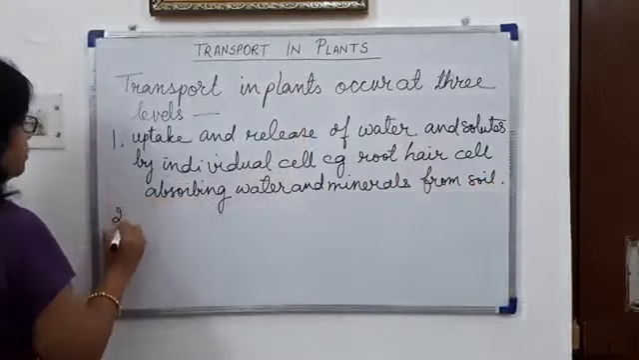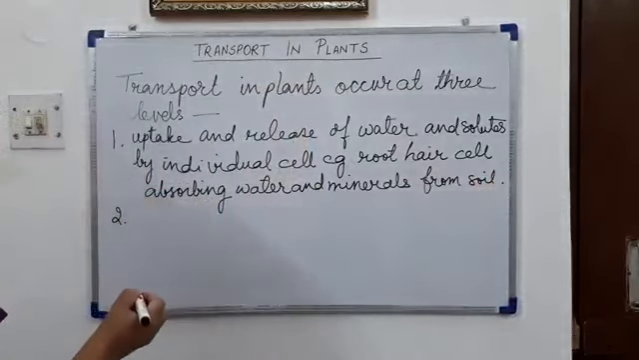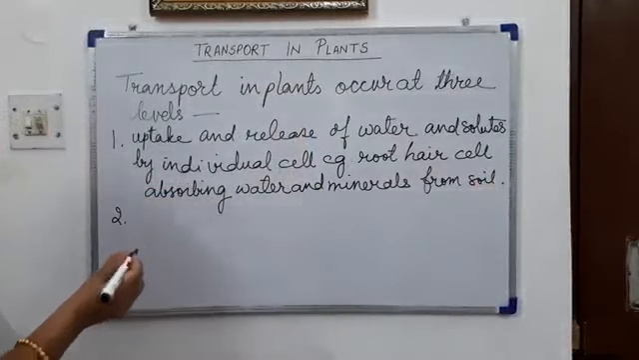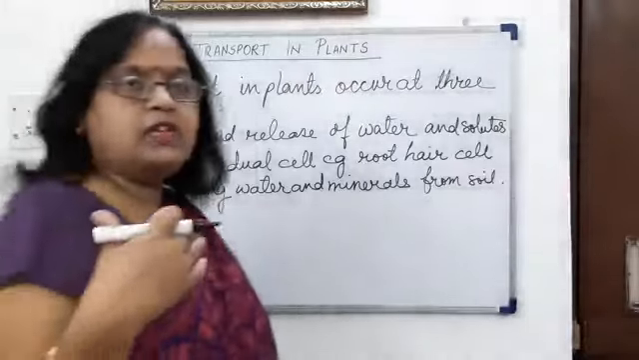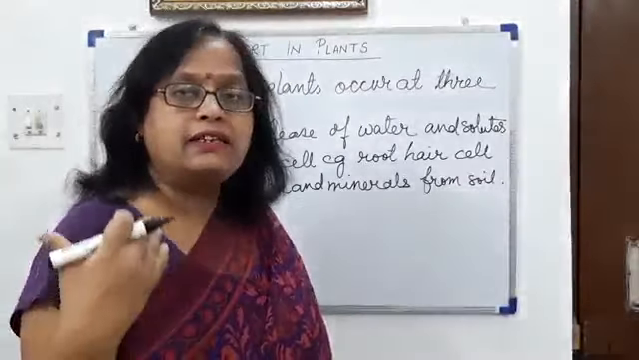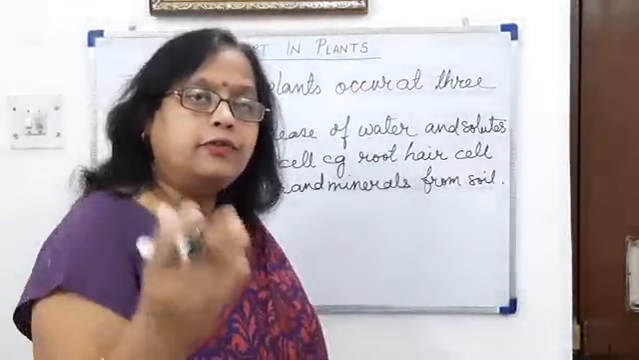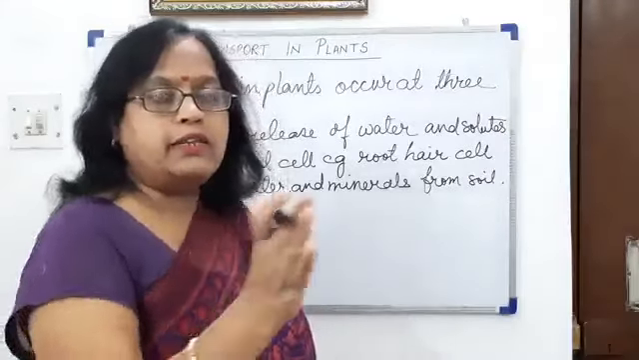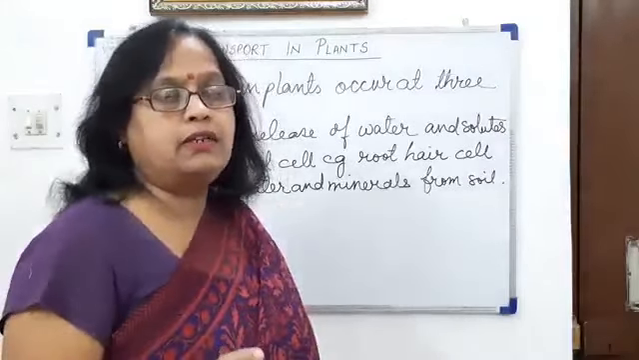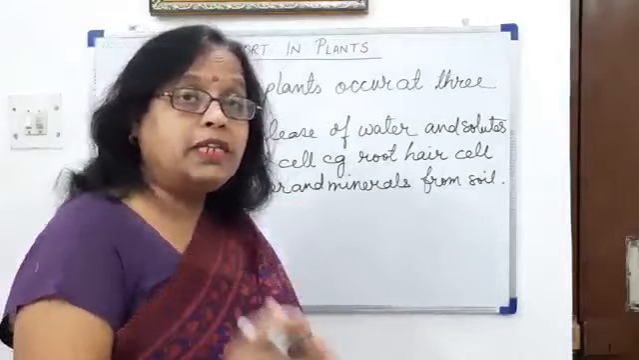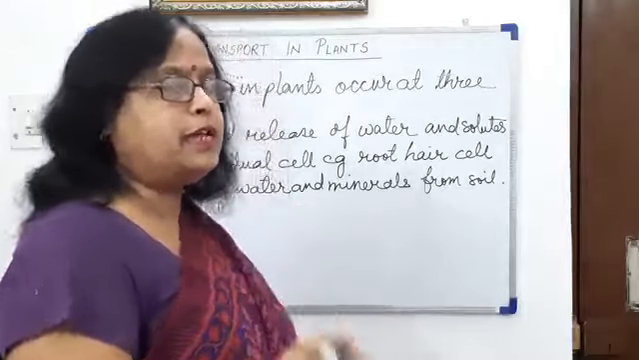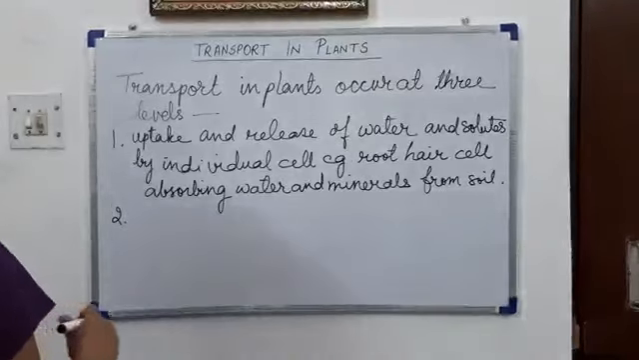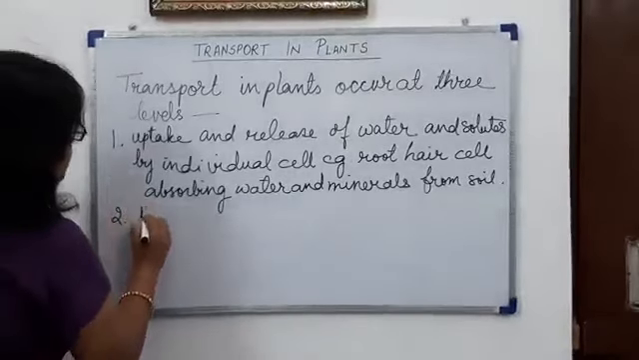Then the second level is, suppose the food is synthesized in the leaves and that food is taken through the phloem and distributed in all other parts of the plant. So that will be the second level of transportation. So that is the long distance transport.